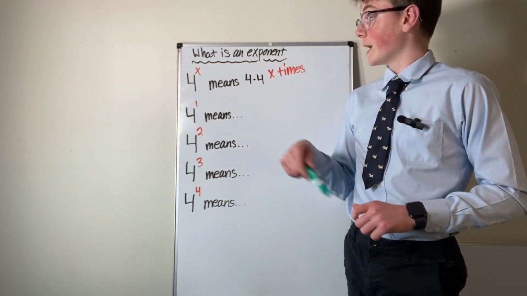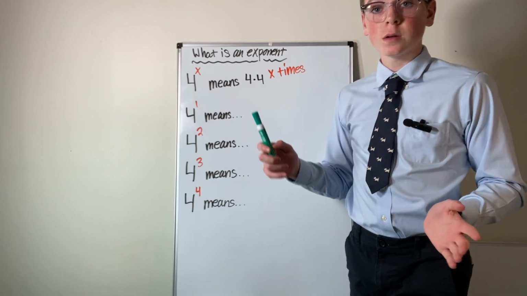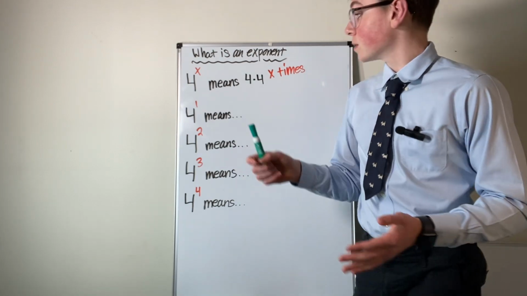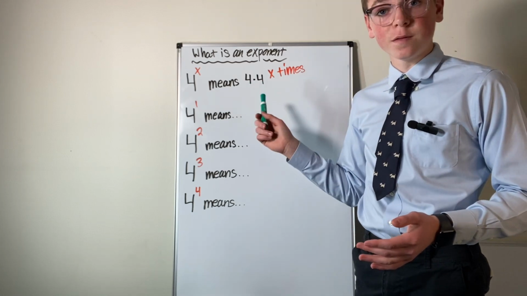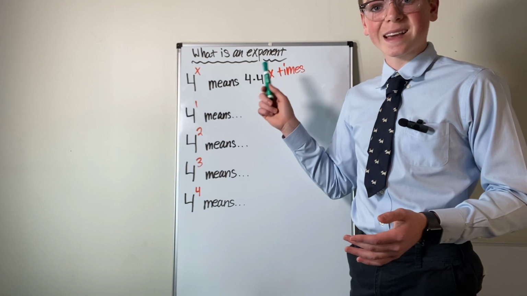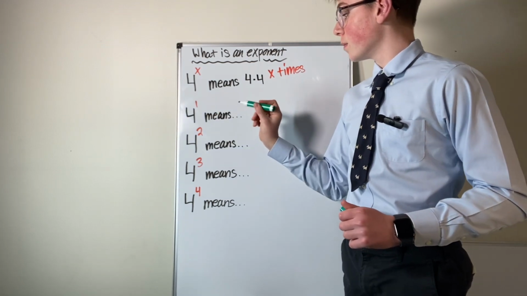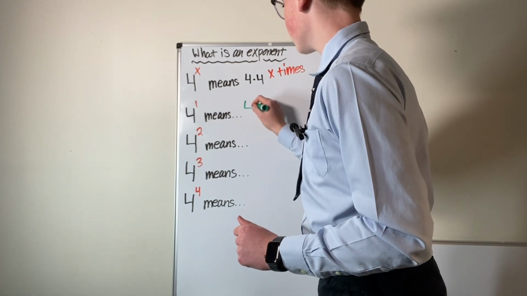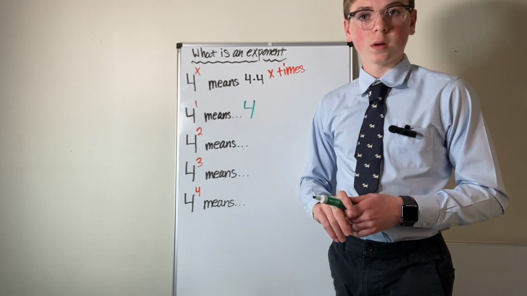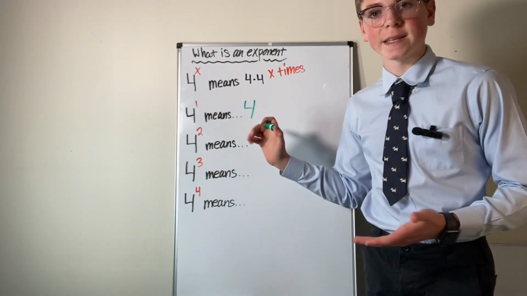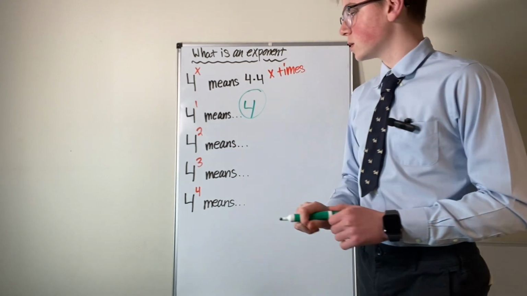Well, we are saying 4, we're just using a random base of 4, to the arbitrary x means 4 times itself. So 4 times 4, x times over. So 4 to the 1 means 4 times itself once. But we're not multiplying 4. This is 4 by itself once. So 4 to the first power means 4.